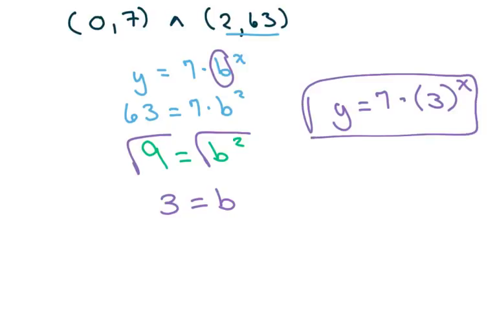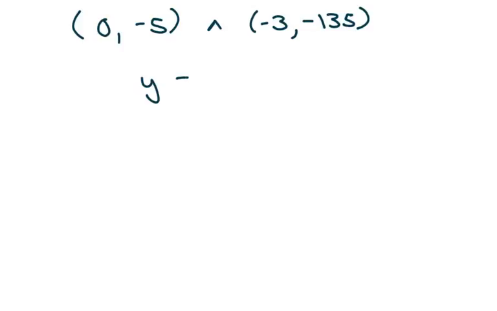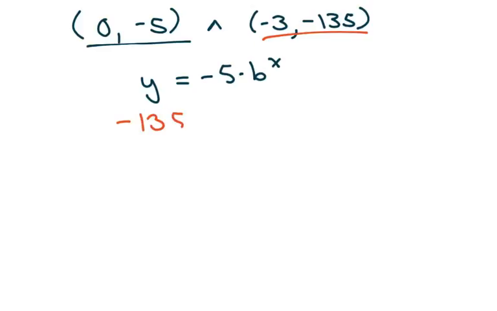And I have one more. This one is (0, -5) and (-3, -135). So I'm going to write in my y-intercept from the first equation and then plug in my second point to solve for b. Alright, so I'm going to divide both sides by -5 and I get 27.